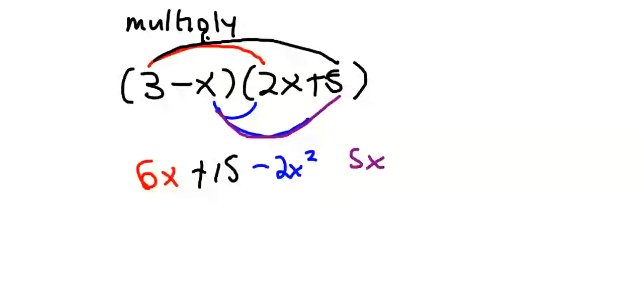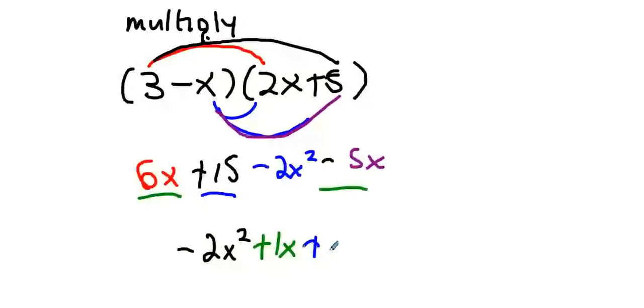It's minus 5x. Now let's add these together. The 2x squared comes first. Why does the 2x squared come first? It doesn't have to, but we usually put the x squareds first. Okay. What comes after that then? The x's. 6x take 5x. And then at the end, that's a plus 15, isn't it? Who got that answer? Okay?